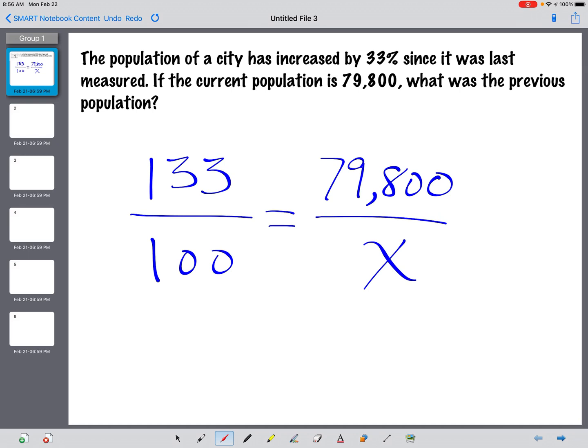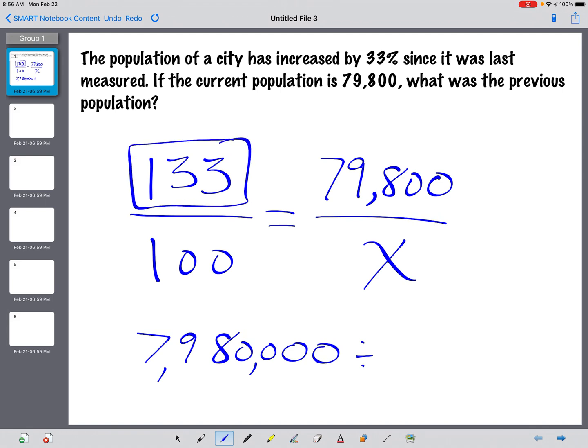So 79,800 multiplied by 100. And of course all you've got to do is add 2 zeros to the number. So it gets that big number, 7,980,000, and then divide it by the remaining value, the one that's diagonal from the variable, 133. And so I'll punch that in my calculator now. And it comes out to 60,000. And so therefore the answer to the population last year was 60,000 people.